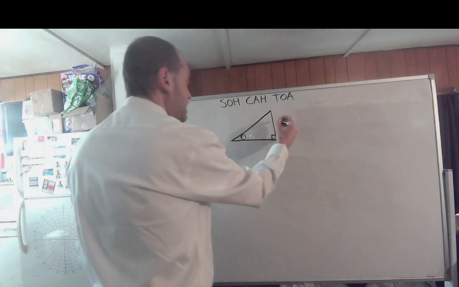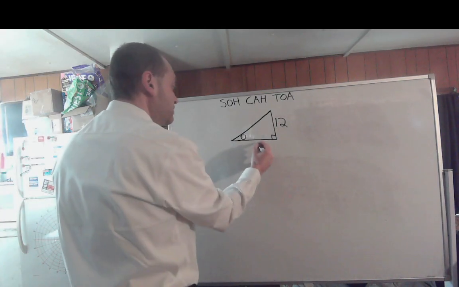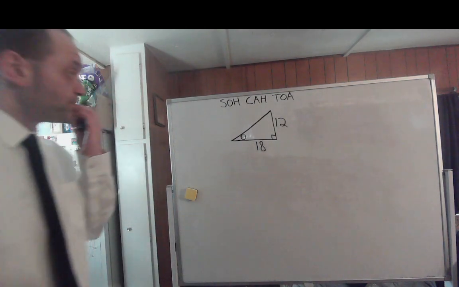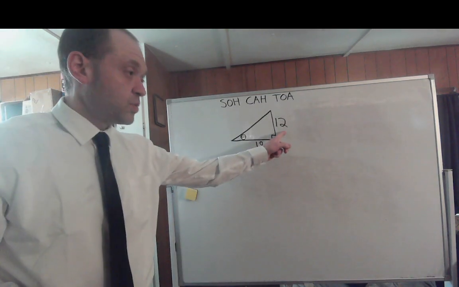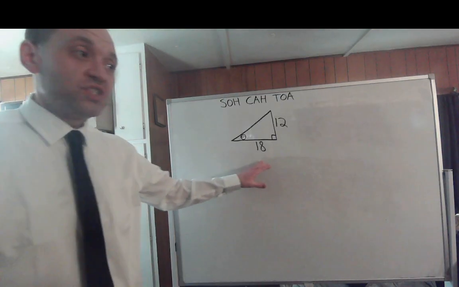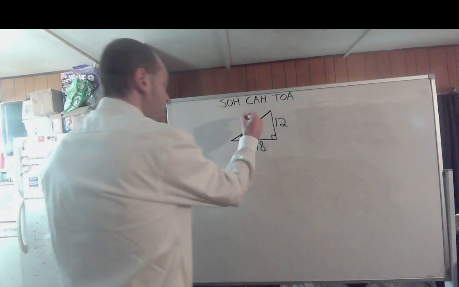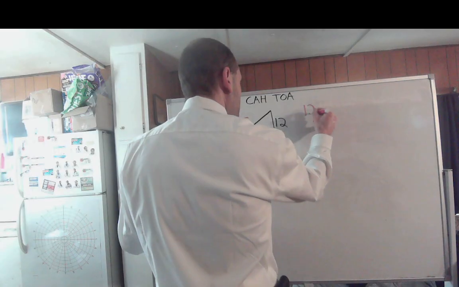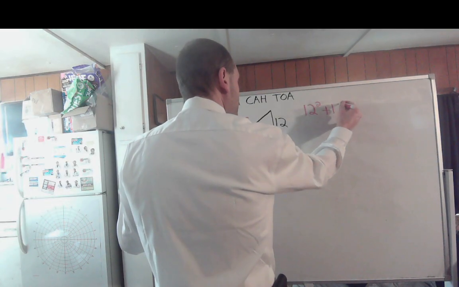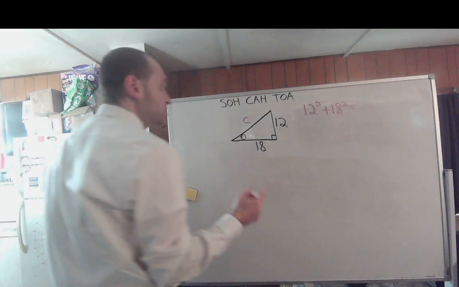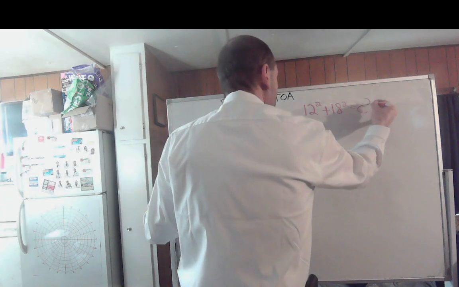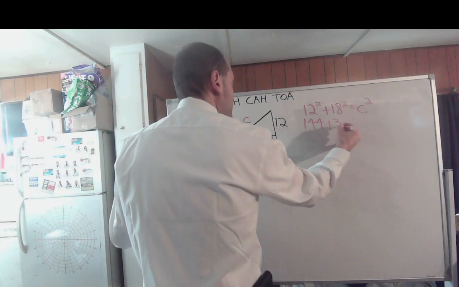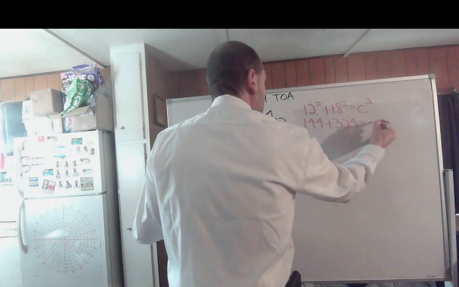Another one with 2 legs. So we got 12, 18, but we don't know the hypotenuse. So we have a leg of length 12, a leg of length 18, but we just don't know the hypotenuse. So we'll call the hypotenuse length C. So apply the Pythagorean theorem, you'll end up taking 12 squared plus 18 squared is going to be equal to C squared. So this would give you 144 plus 324 equals C squared.